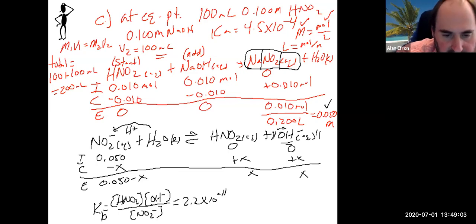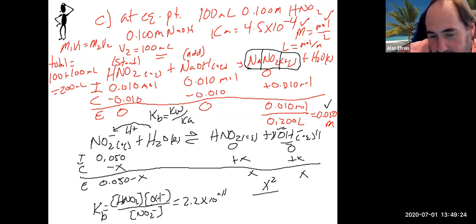And again, I'll just write it here how I got that because I'm running out a little bit of room here, but our KB would equal Kw over Ka. So again, we use that relationship there to get that 2.2 times 10 to the minus 11. At this point, we can plug everybody in. We're going to do x squared over 0.05 minus x equals 2.2 times 10 to the minus 11.